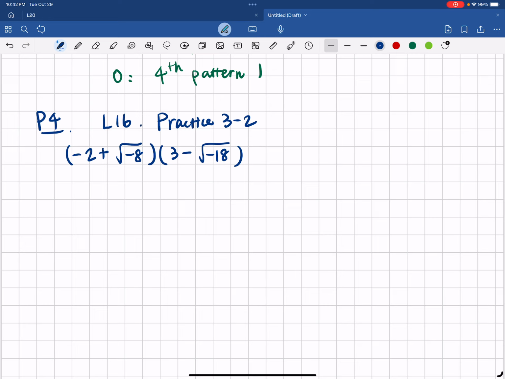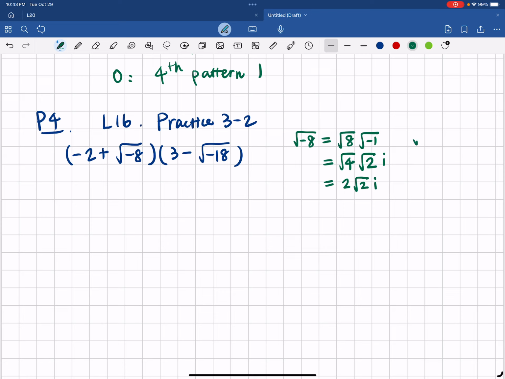Before you do FOIL, you need to do some simplification. Specifically, you will be simplifying these two numbers right here. These are radical numbers where the radicand inside is negative. So how do you do this? You're going to use splitting, right? First one, square root of -8, you're going to split into square root of 8 and square root of -1. And then for square root of 8, we can split into 4 and 2. So that would be square root of 4, square root of 2. And for square root of -1, it becomes i. And then after that, you simplify square root of 4. So this becomes 2 radical 2i.